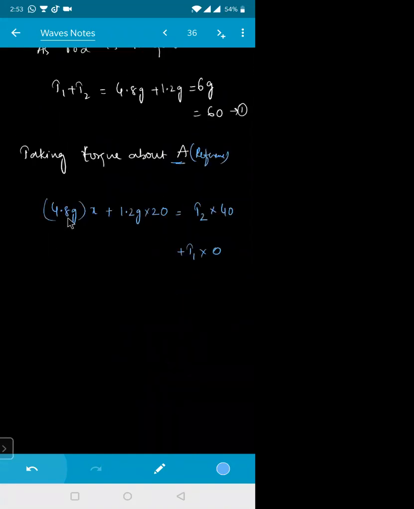How much does this come to? 4.8 into 10, and 4.8 plus 2, how much is that? Tell me. The g value is 10, so this is 48 by 10. The 10 gets cancelled. That means this will become 48 into x, plus this will be 1.2, it is 20 centimeters. That means you need to write how much, beta?